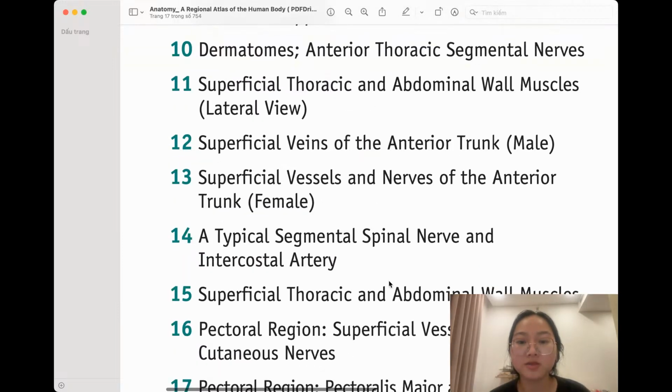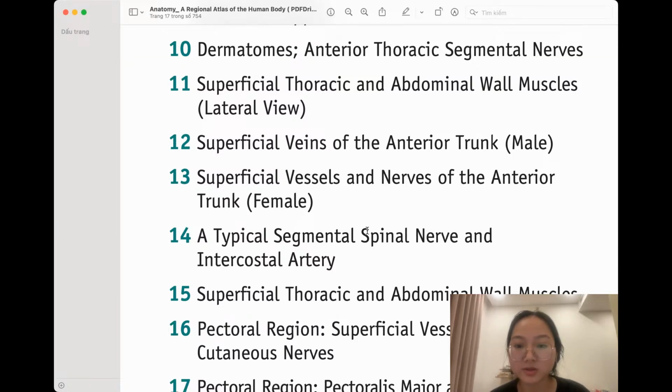A typical segmental spinal nerve and intercostal artery. Intercostal artery, what does that mean? Intercostal means situated between the ribs. We have the prefix inter, which means between. Costal is like the coast, the coastal. How can I explain it for real? But it's situated between the ribs, so we call this one the intercostal artery.